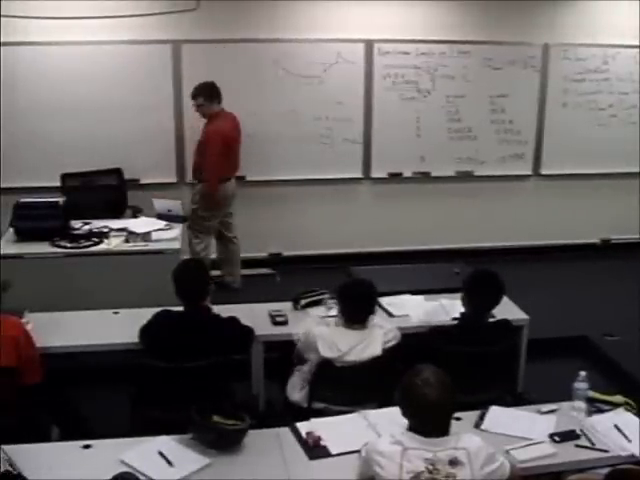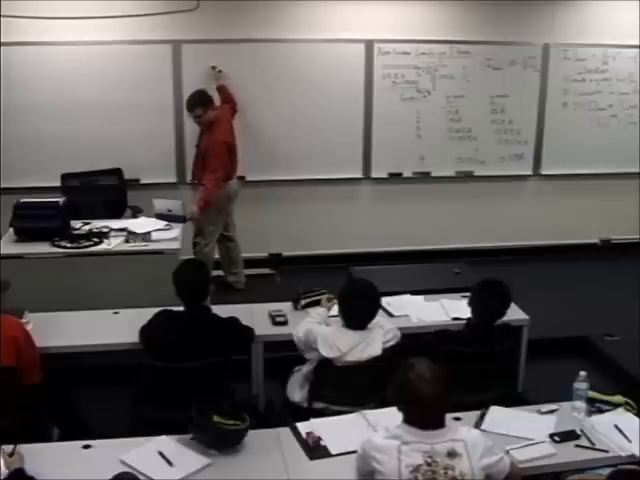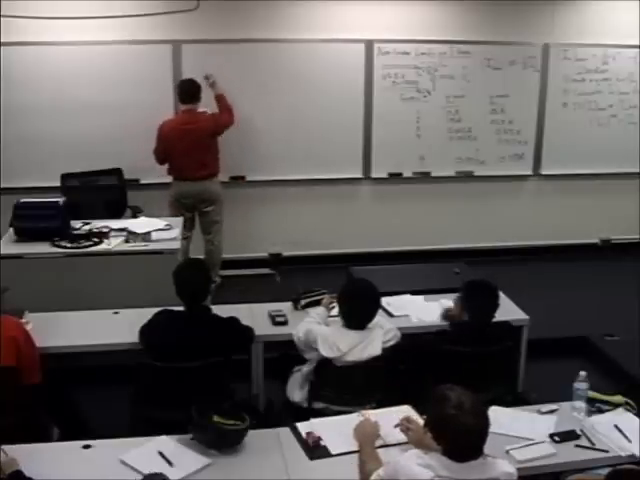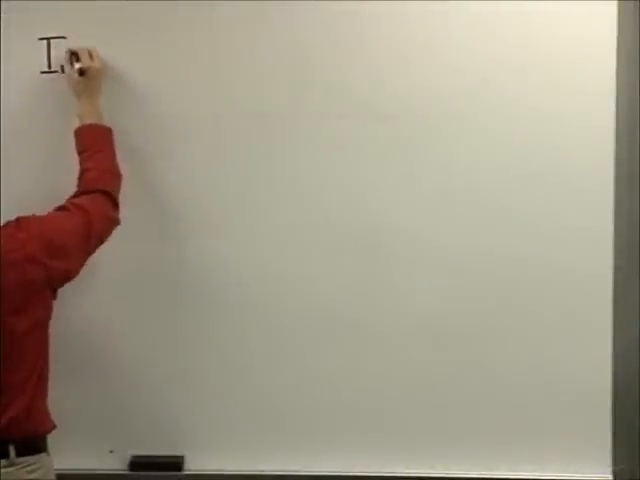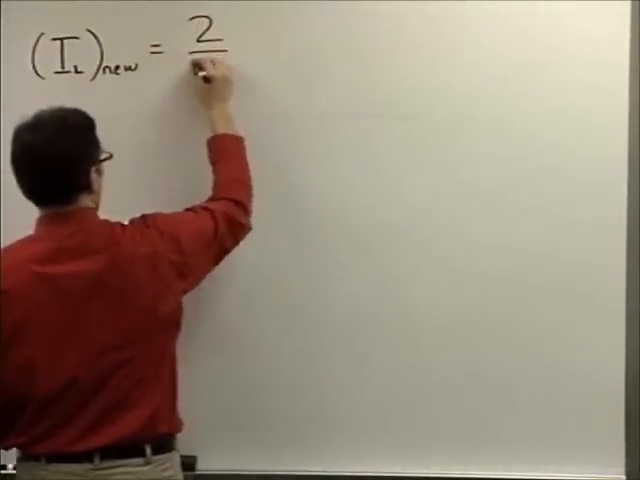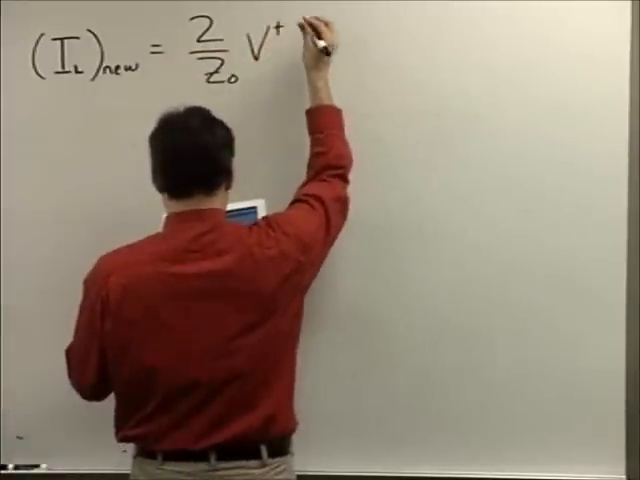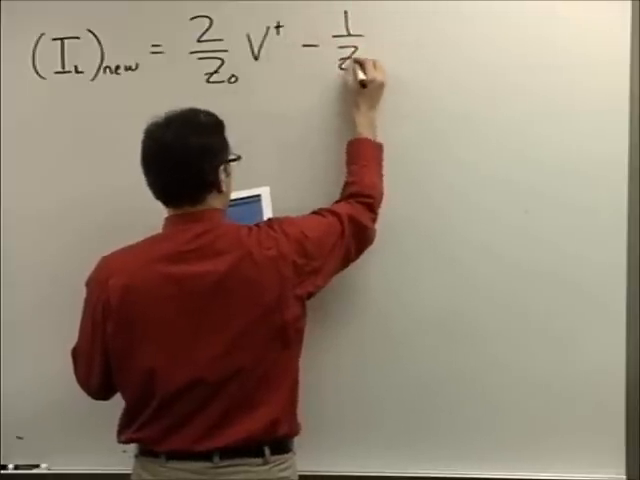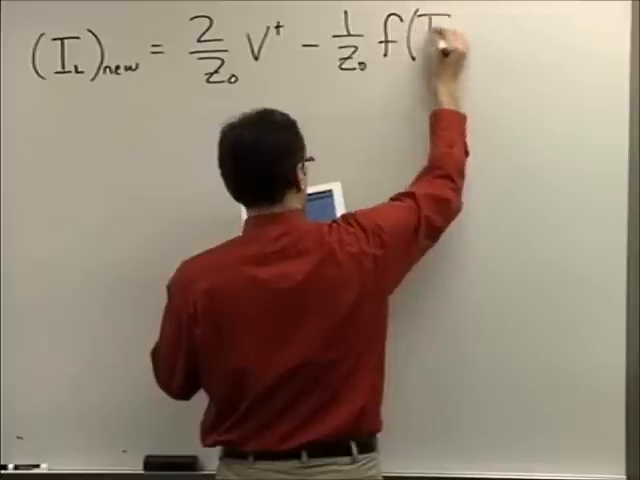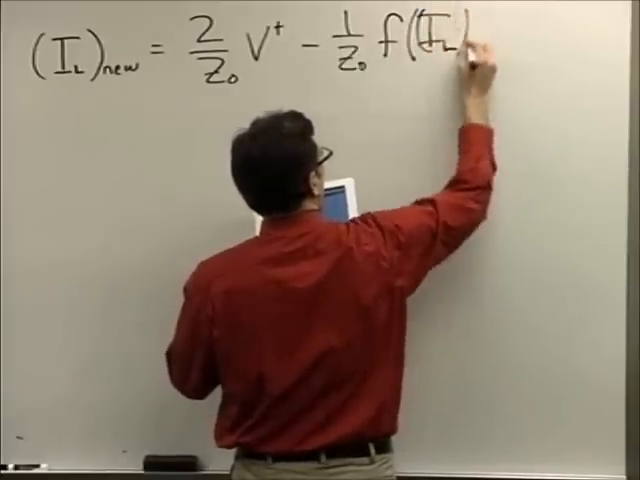So let me put this equation up on the board, and then we'll work through the iteration here. So the other way to do this. We did it with the following formulation. I sub L new is equal to 2 over Z naught, whatever impinges upon that terminal side, minus 1 over Z naught. And what I've got here is some function of I sub L old.